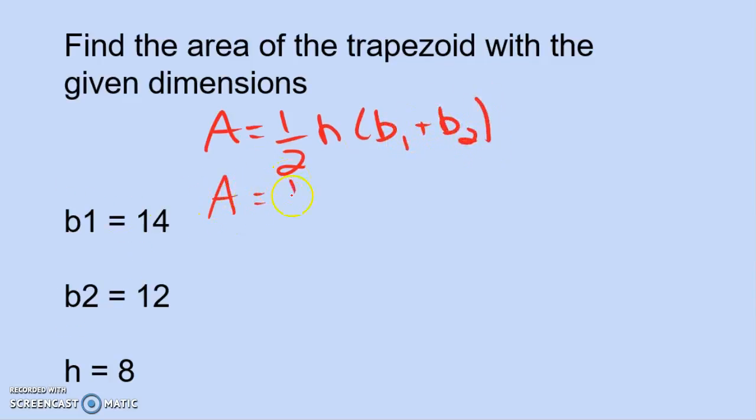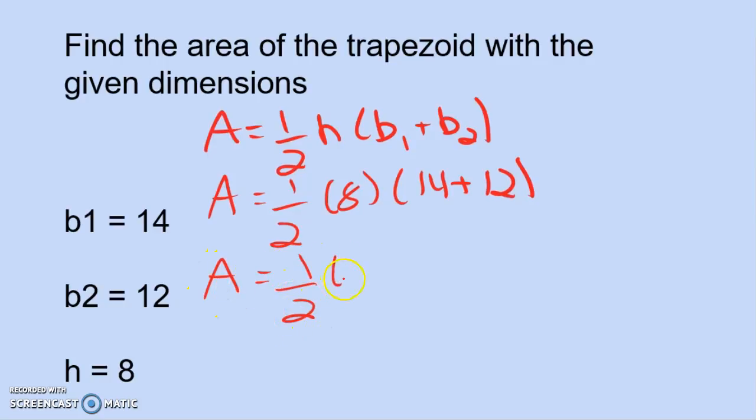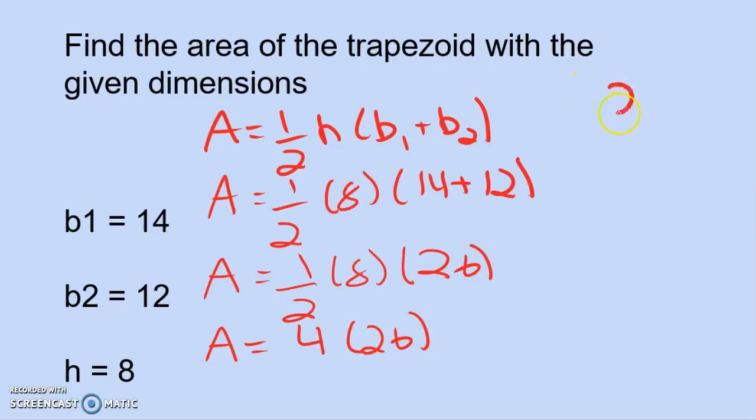So area is 1/2, our height is 8, base 1 is 14, base 2 is 12. Our next step would be to add our bases together. 14 plus 12, that's going to give us 26. Area, I'm going to do the 1/2 times 8 first because I know that's going to be a big number. So 1/2 times 8 is 4 times 26. Then off to the side here, I'm going to do 26 times 4.